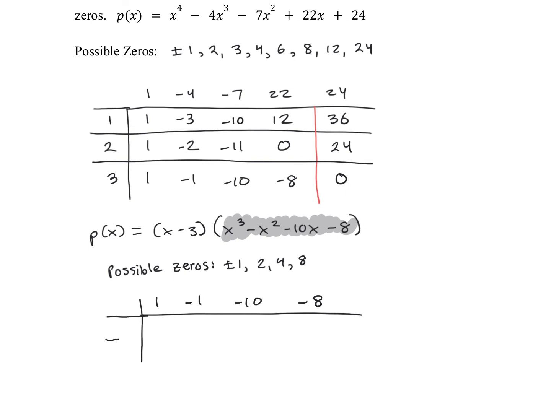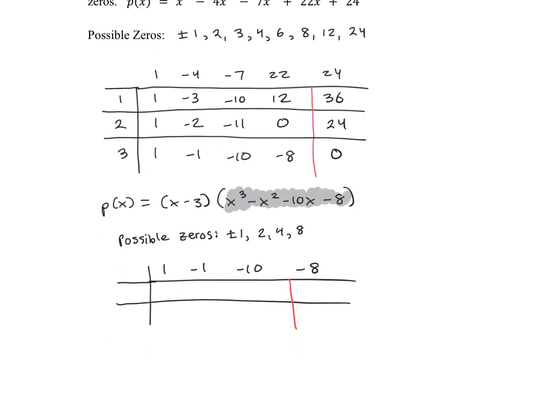And then remembering that this last column is going to represent our remainder. So I don't know, let's try again. Let's start with just +1. And again, you can start with any number you want. You can start with a negative number. It doesn't matter. Whatever seems like a good choice to you is what you should do.